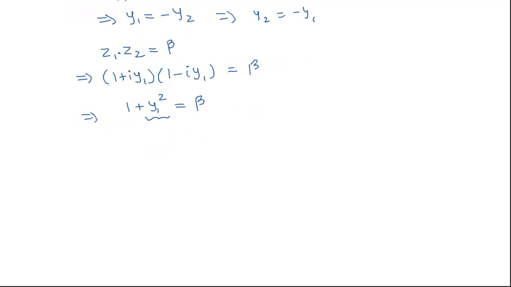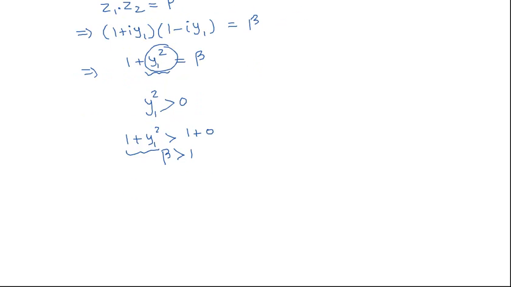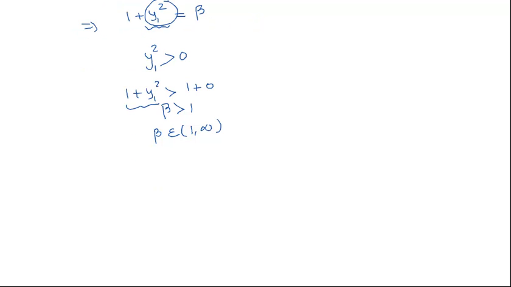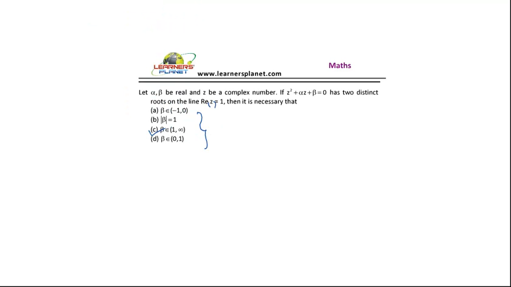Now we can see that y1 square is present here, and it can be only a positive quantity, that is greater than 0. So 1 plus y1 square will be greater than 1 plus 0, that is 1, and 1 plus y1 square is nothing but beta. So we can say that beta should be greater than 1, which can be written in interval notation as beta belongs to 1 to infinity. So let us see which was the correct option. That is the C option, that says that beta belongs to 1 to infinity.